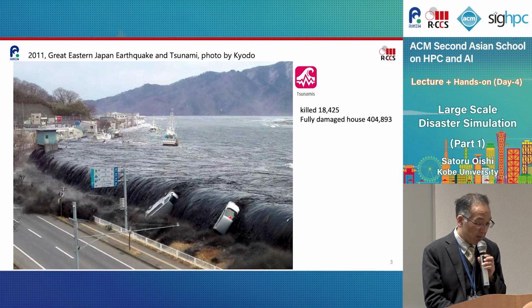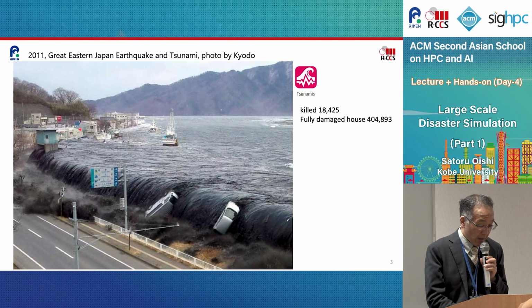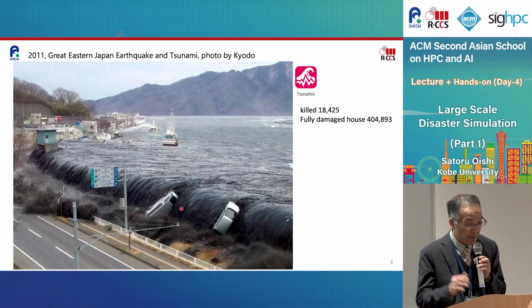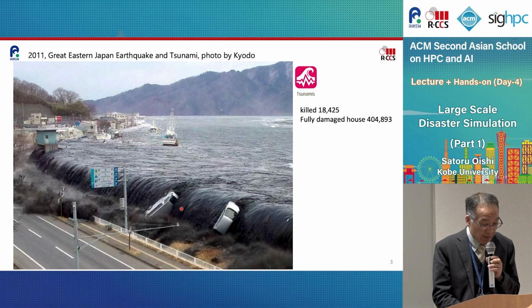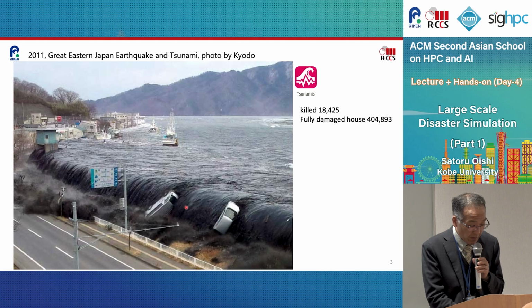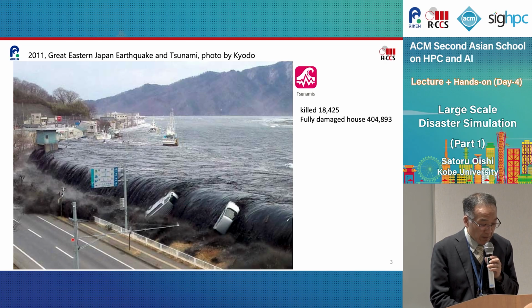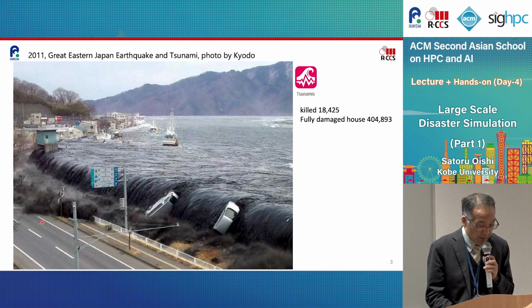Therefore, there is a wall preventing tsunami intrusion, but the wall doesn't work well, because the tsunami height is much higher than the previous estimation. Therefore, people escaping by using cars and on foot on the road, they suffered.